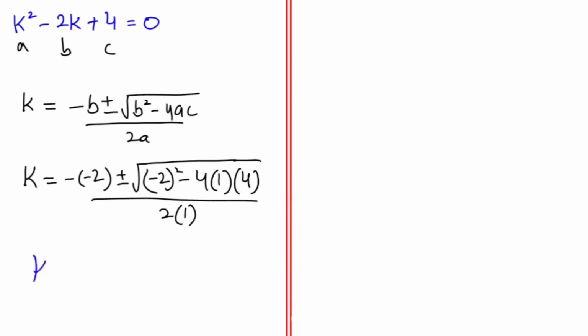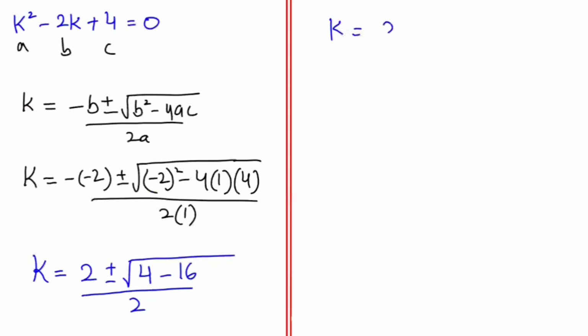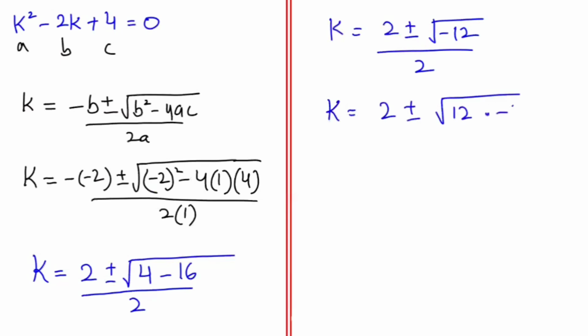So here k is equal to minus minus, so it will be 2 plus minus root. Here this will be 4, and here 4 times 4 gives us 16, over 2. So k is equal to 2 plus minus root of negative 12 over 2. Now we're going to write this negative 12 in this form: k is equal to 2 plus minus root of 12 times negative 1.